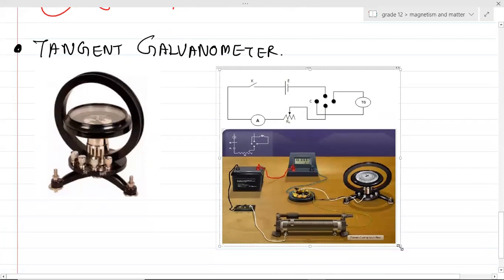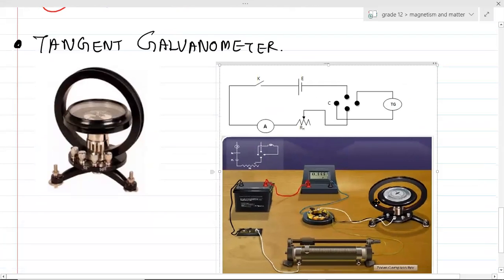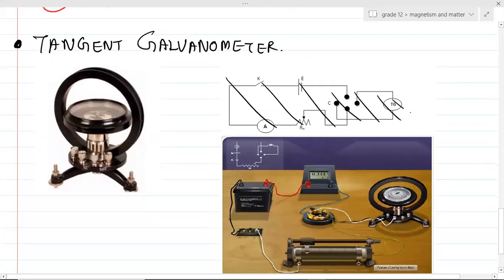Yes, guys. Can everyone see the whole circuit? Just forget this part, no need to see this part. Okay, so basically, I have a tangent galvanometer. Can you see the tangent galvanometer over here? Is everyone able to see it? I'll try to draw a simpler experiment.